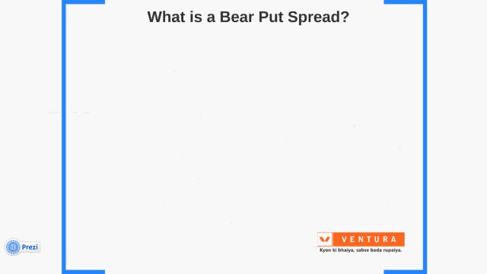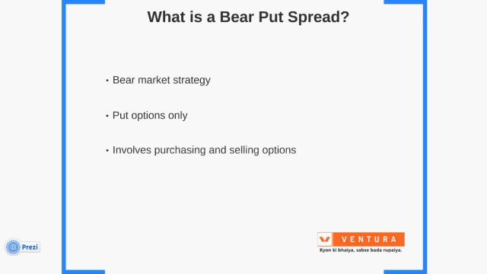As the name suggests, it's a bear market strategy, which basically means you expect the markets to go down marginally. It involves purchasing and selling of puts. And since it involves both purchasing and selling of put options, you're creating a spread.